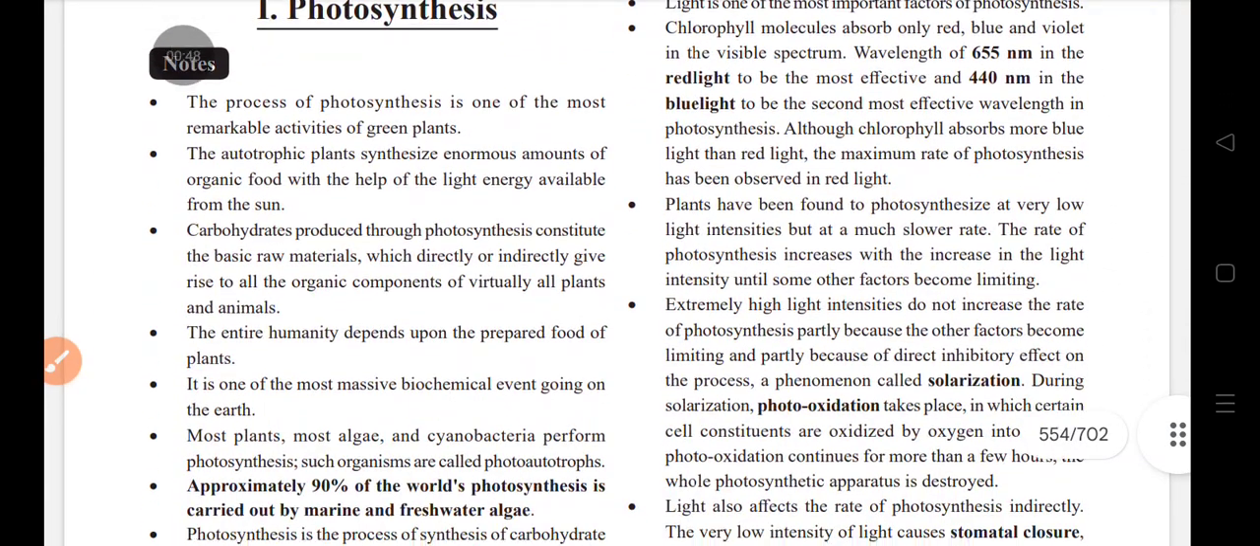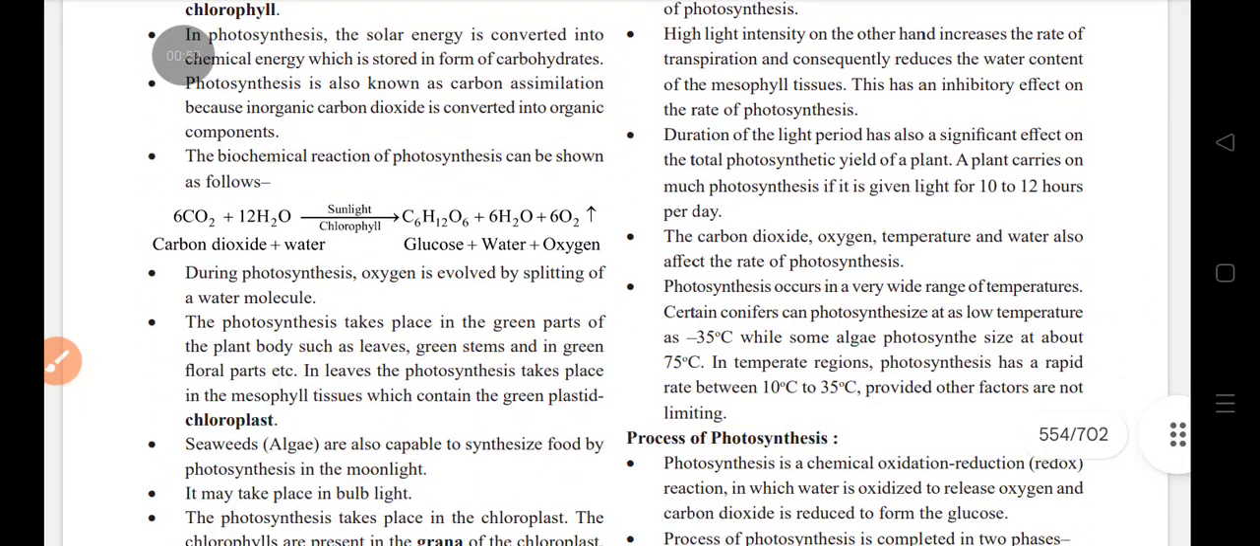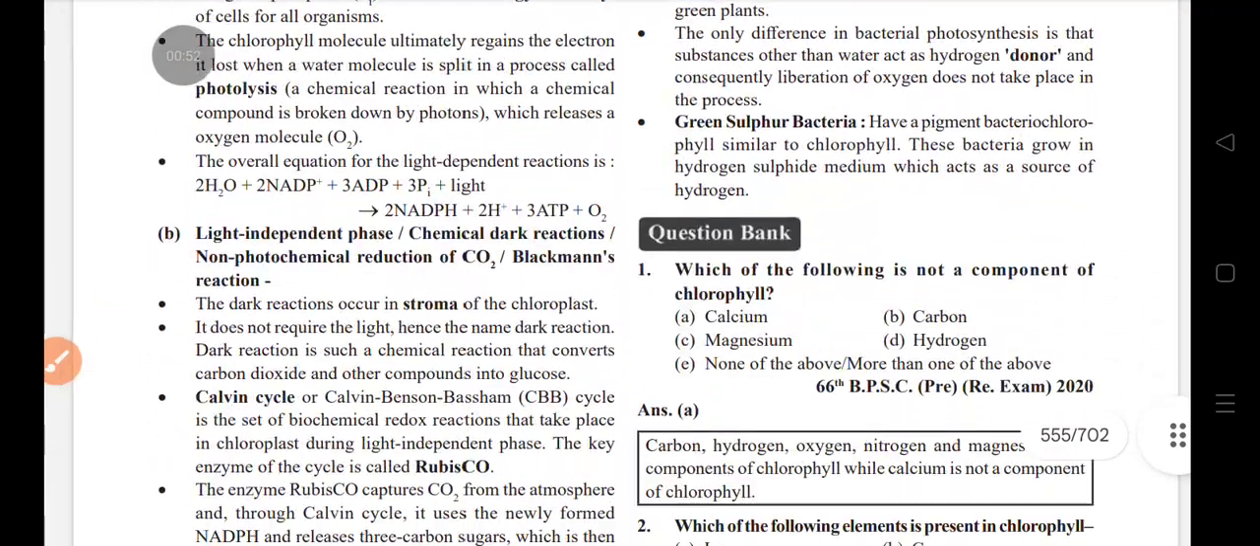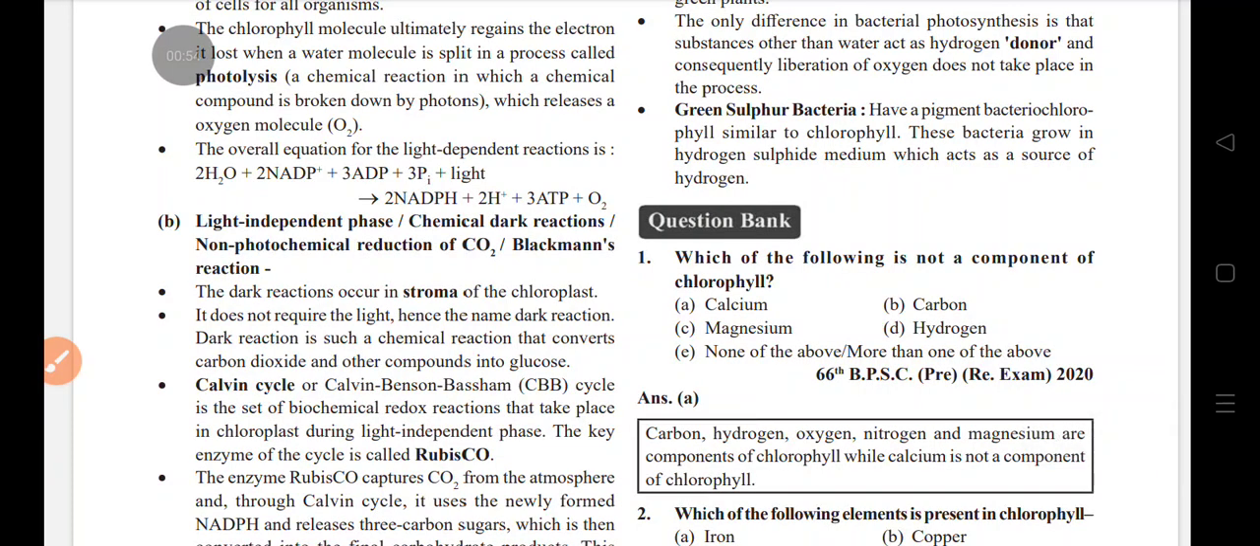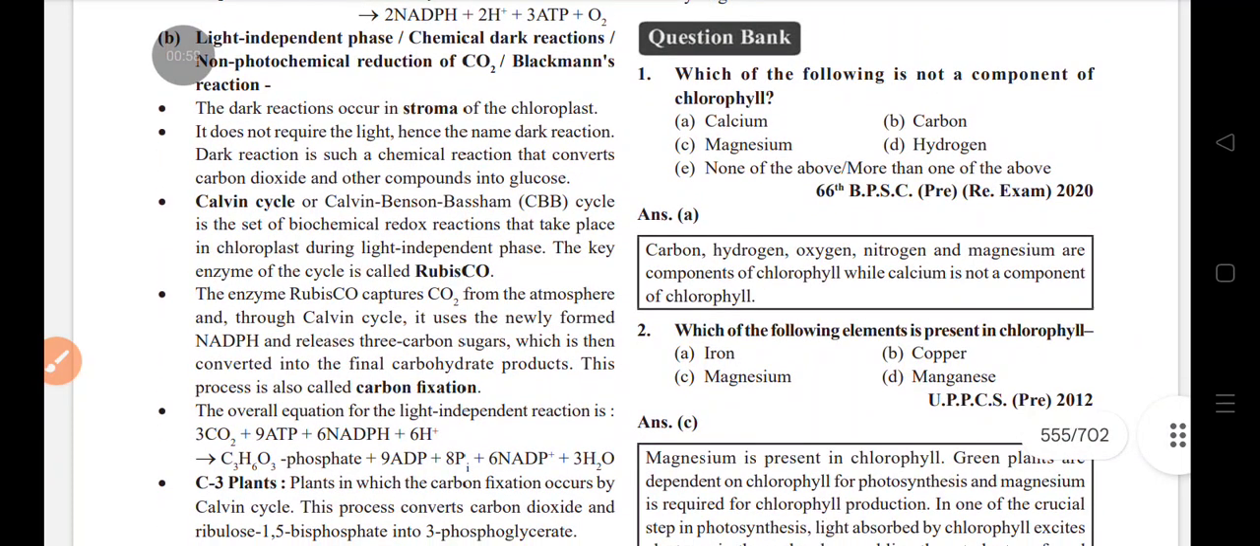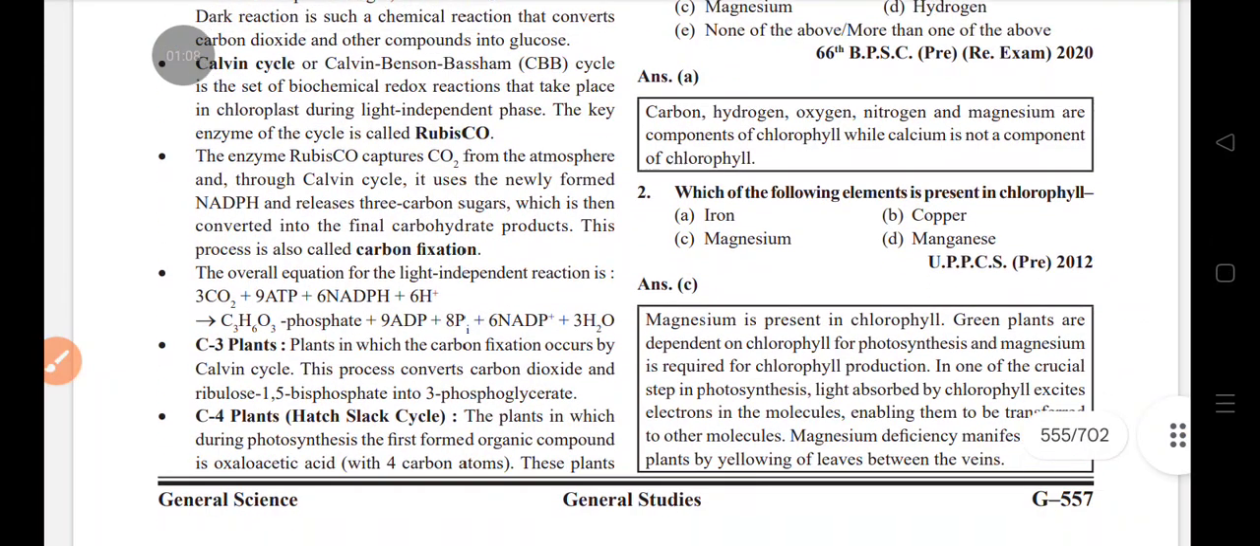Plant physiology, photosynthesis. Which of the following is not a component of chlorophyll? Calcium. Carbon, hydrogen, oxygen, nitrogen, and magnesium are components of chlorophyll, while calcium is not. The element present in chlorophyll is magnesium.